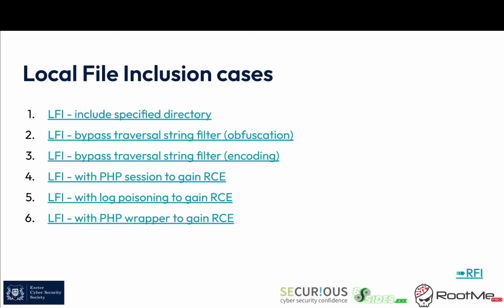So here are 6 local file inclusion cases. This is the reason why it's quite a big topic, even though it's not necessarily a very difficult vulnerability to understand. There are a lot of techniques that attackers can use to gain privilege escalation on the server as well. So we'll go through all the cases. They start quite simple, and then there are some at the end where you can gain remote command execution.